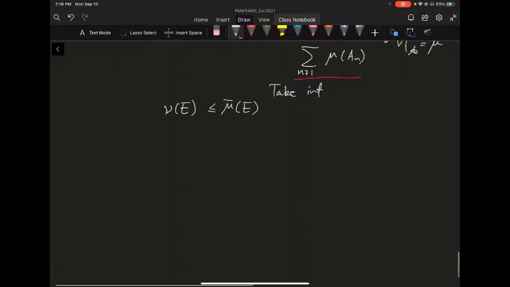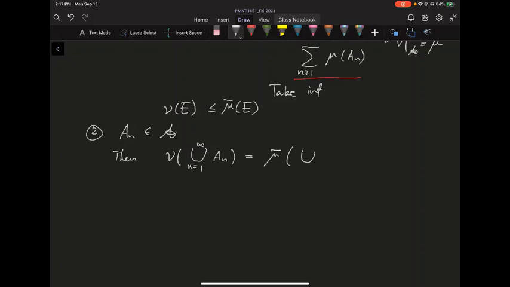So let's prove a little short lemma. I want to show the following. Suppose I have some A_n that's contained in A. Then I want to show that ν of their union, n going from 1 to infinity of these A_n, equals μ bar of their union. So ν and μ bar will agree on countable unions of elements from the algebra. That's what I'm going to claim.